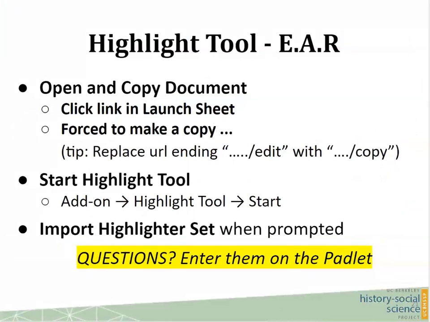I'm going to send you to a document. And there's an interesting thing about this document. It will force you to make a copy. Now I know you can use Google Classroom to do that, but there's this little tip that if you replace the ending of the URL where it has your URL /edit, and there might be some other stuff, with /copy instead, when someone clicks on that link, it will force them to make a copy, as you will see. Then I'll ask you to start the highlighter tool and then import the highlighter set, and we will walk through those steps one by one.